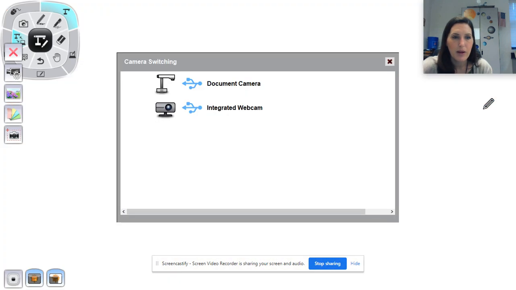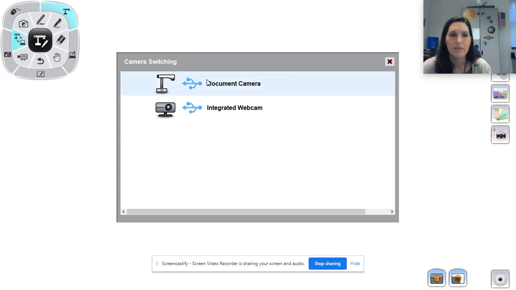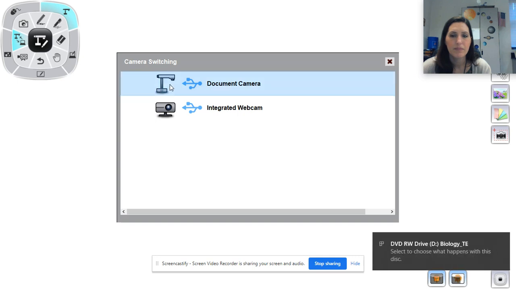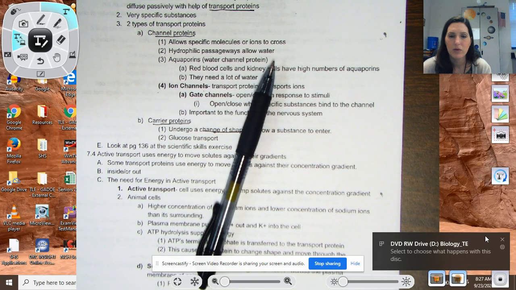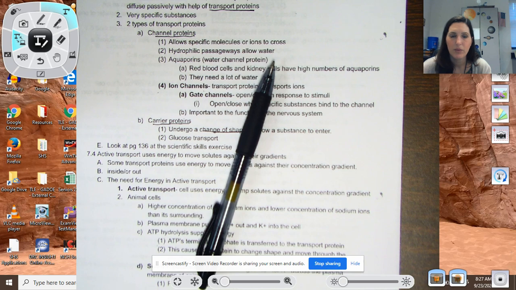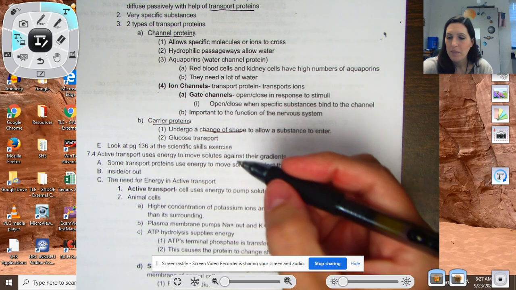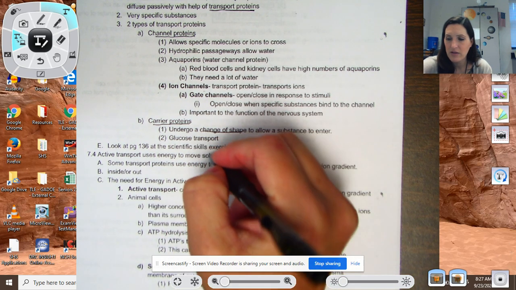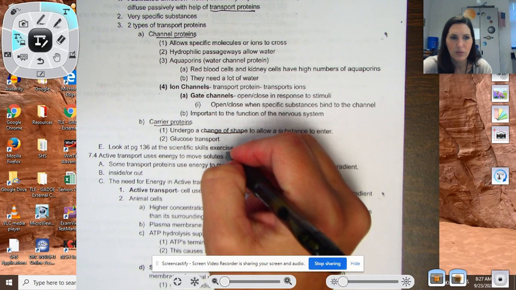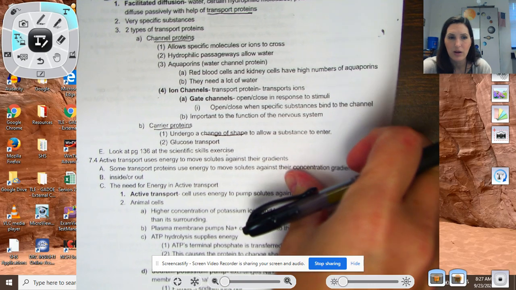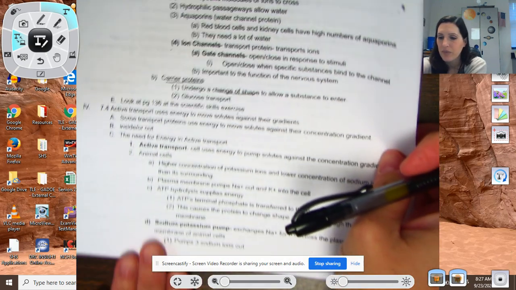All right, in the book, I don't know what happened. Okay, here we go. Page 136 has a good science skills exercise to go through, which I recommend you looking at and doing. Let me know if you have any questions.